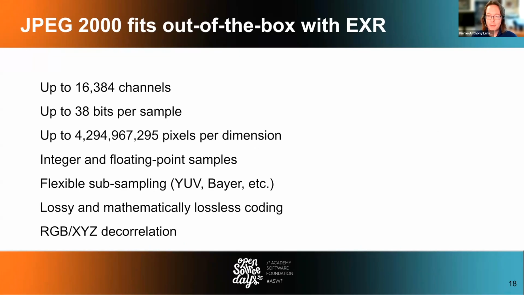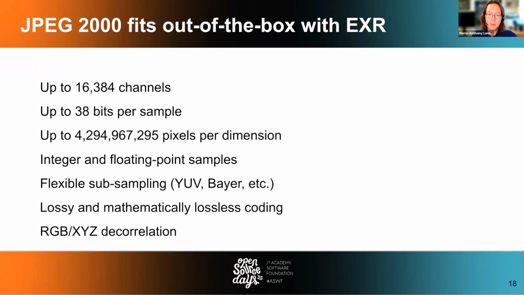JPEG 2000 supports 4 million pixels per dimension, which is good because EXR also supports huge images. JPEG 2000 supports integer and floating point samples out of the box. Flexible subsampling, supports YUV, so 422, 420, 444, but also Bayer pattern. Again, completely out of the box. In many ways, JPEG 2000 was really ahead of its time. And I think that's what penalized it early on, because with that flexibility comes conceptual complexity, evidently.